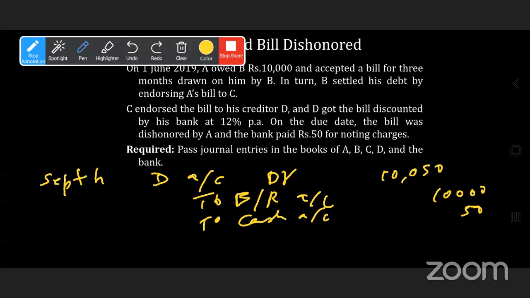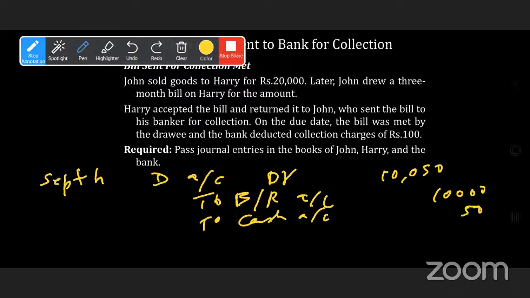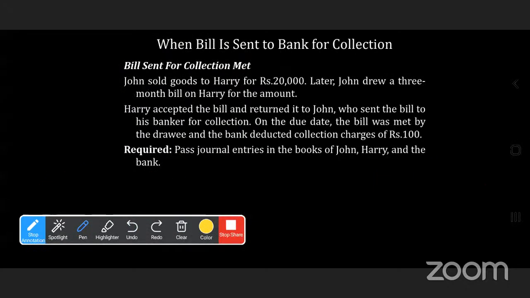Okay, ma'am. So this is about the third option that a drawer can make. And let us see the other option, that is when the bill is sent to bank for collection.